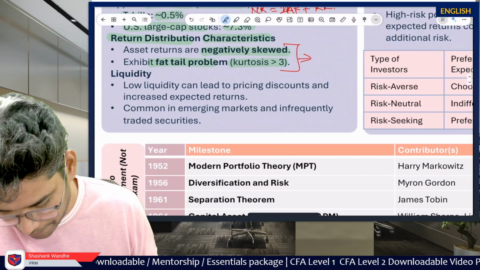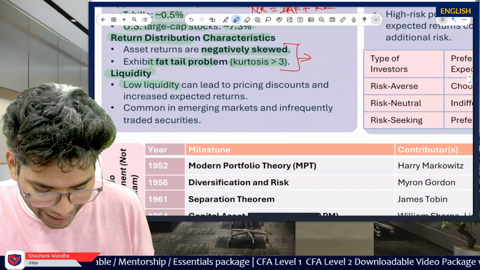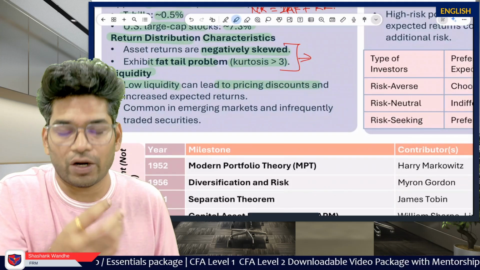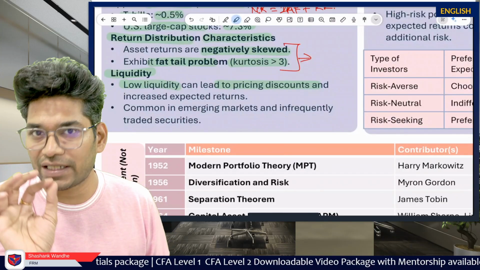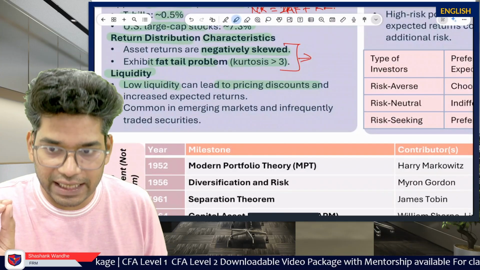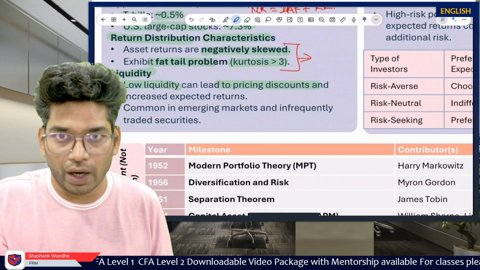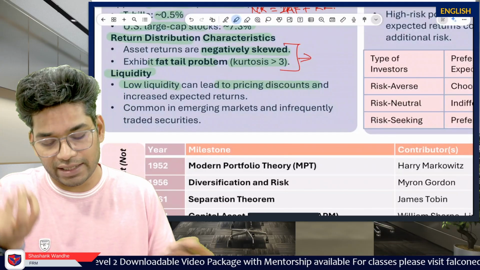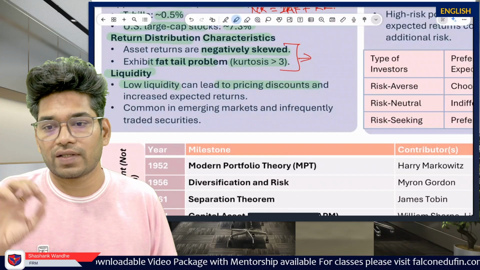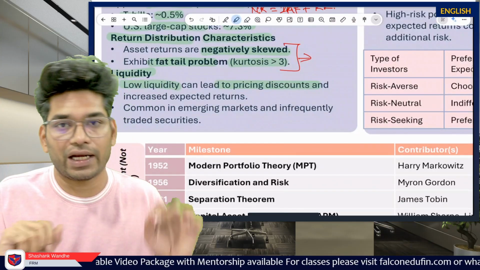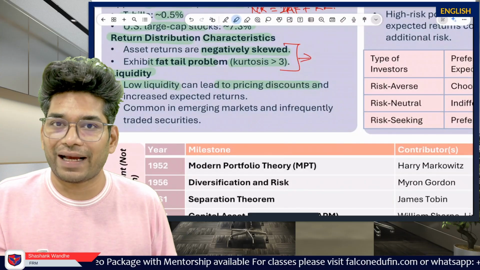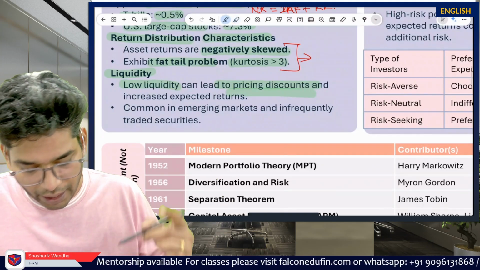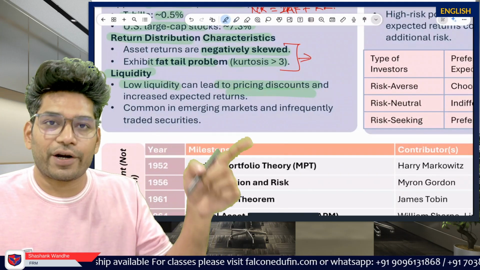Again, remember these points. Liquidity problems: low liquidity can lead to pricing discounts. It simply means that if an asset is illiquid or exhibits low liquidity, then that asset should be priced lower compared to the same characteristic asset which has higher liquidity. So say you have asset A and asset B. Asset B has the same characteristics except that asset A has the lower liquidity and asset B has the higher liquidity. Then asset A should be priced at a lower price and asset B will have the higher price because of the liquidity discount. And ultimately, because of the illiquidity, your required rate of return will increase.